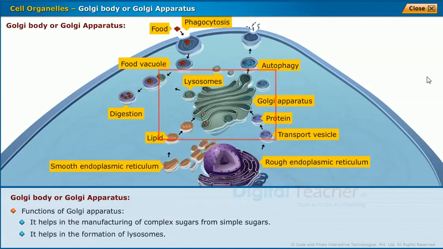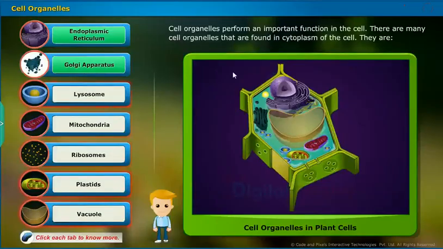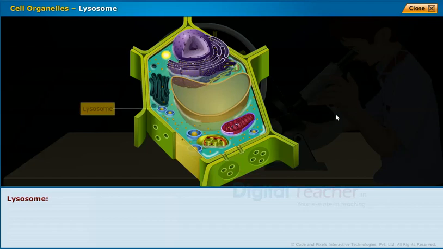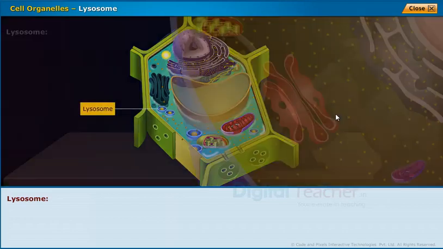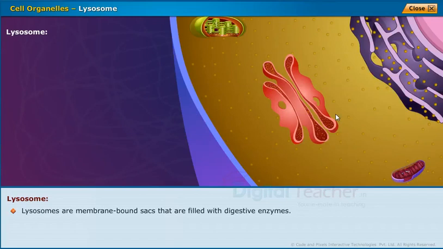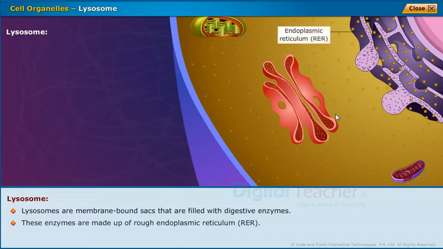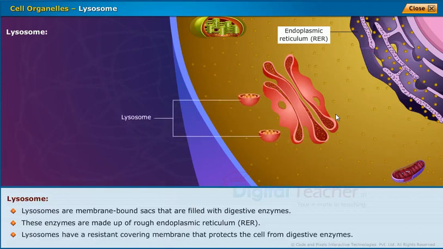Now, let us learn about lysosome. Lysosome. Lysosomes are membrane-bound sacs that are filled with digestive enzymes. These enzymes are made in the rough endoplasmic reticulum, or ER. Lysosomes have a resistant covering membrane that protects the cell from digestive enzymes.